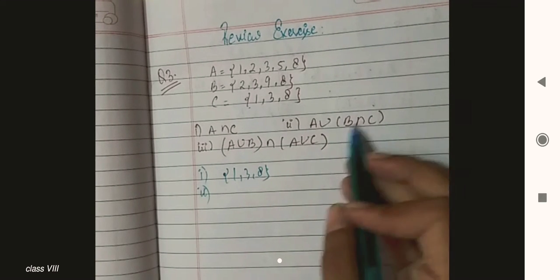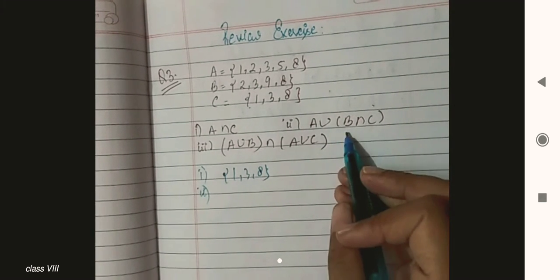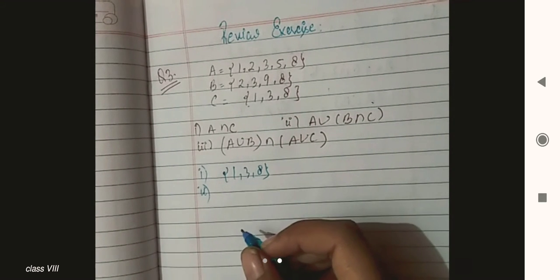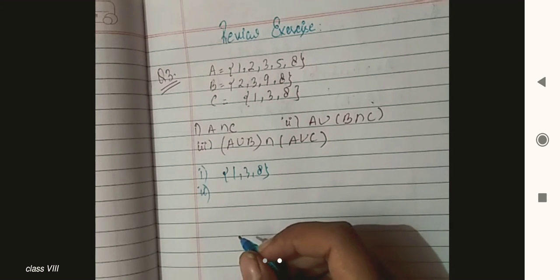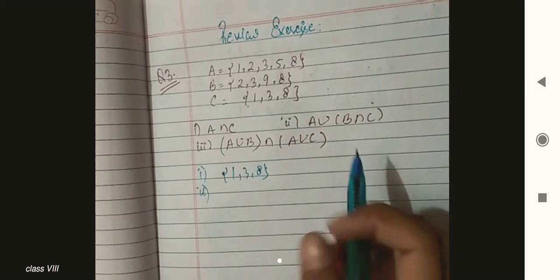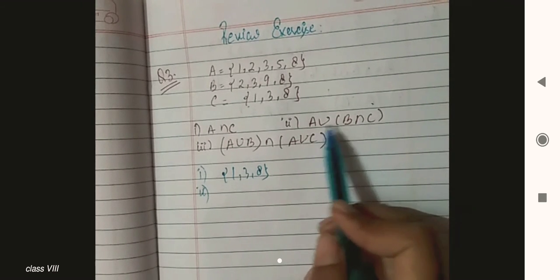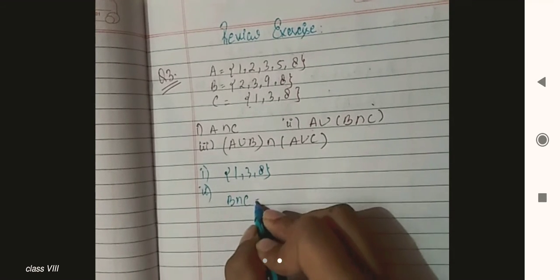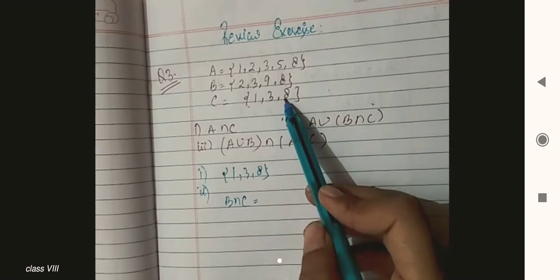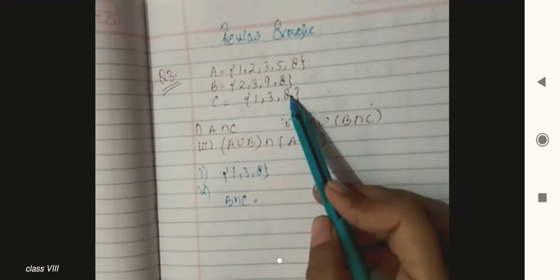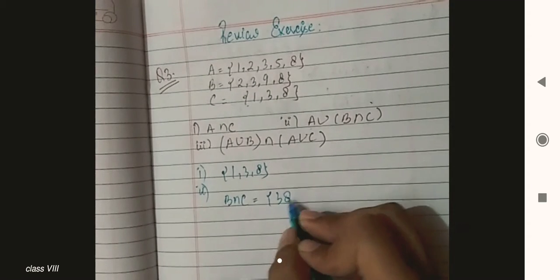Now the second one is A union (B intersection C). In this type of situation, what you do first is solve the bracket and then move forward. Like in BODMAS, you are supposed to do multiplication first and then addition and subtraction. Similarly here, first we will do this and then move towards the other part. B intersection C means elements which are common in B as well as in C. So B is 2, 3, 9, 8. Just see which elements are common: 3 and 8 are common.